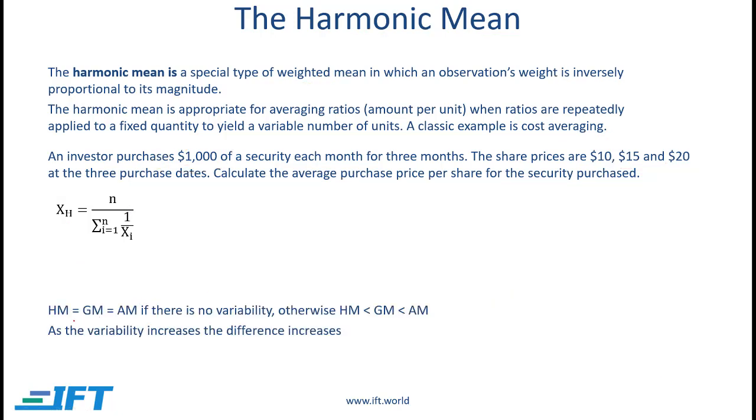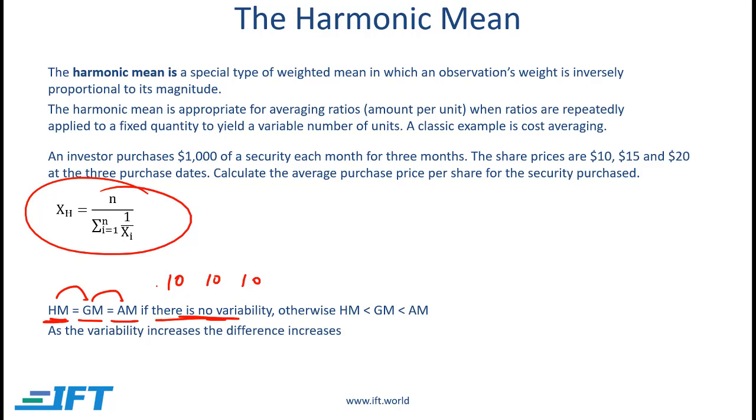Now let's talk about the relationship between these three means, the harmonic mean, the geometric mean, and the arithmetic mean. As I said before, if there is no variability, the geometric mean is equal to the arithmetic mean, and we can throw the harmonic mean into this mix also, as long as there's no variability. So for example, if we have three numbers, 10, 10, and 10, the arithmetic mean will be 10, the geometric mean will be 10, and when we calculate the harmonic mean using this method, we will also get 10.